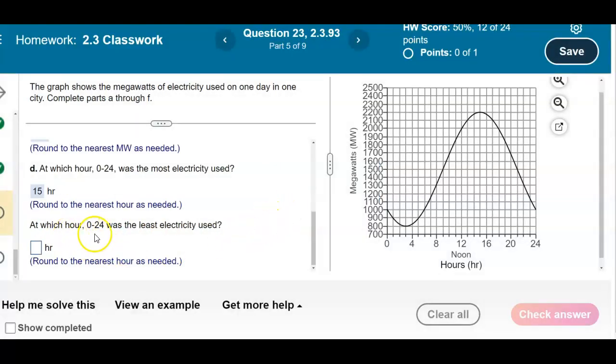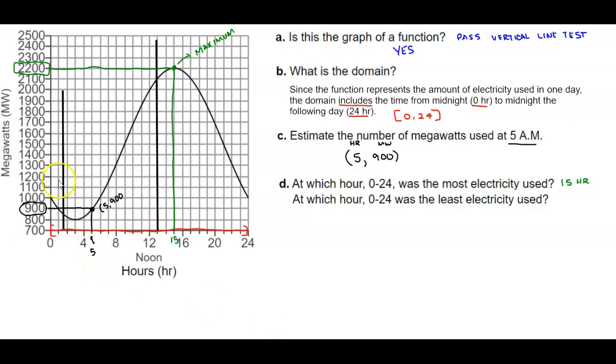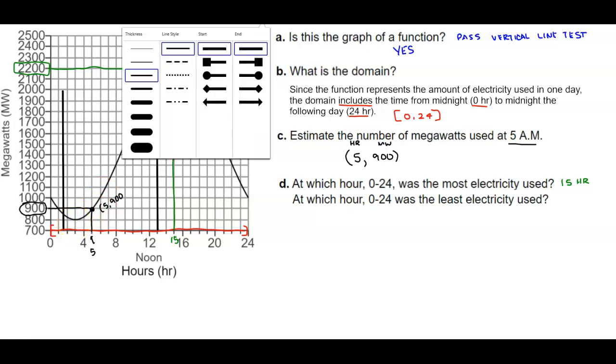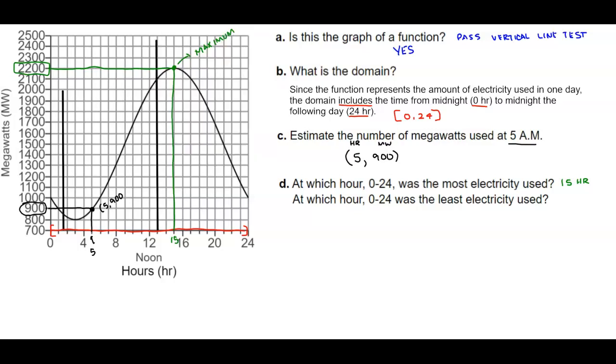Now it says, at which hour from 0 to 24 was the least electricity used? So let's take a look at the graph. Now remember, this is the maximum. So where is the minimum value? Well, the minimum is at the lowest point of the graph. So this is going to represent the minimum point. You can see here the minimum has 800 megawatts. And at what hour is that?